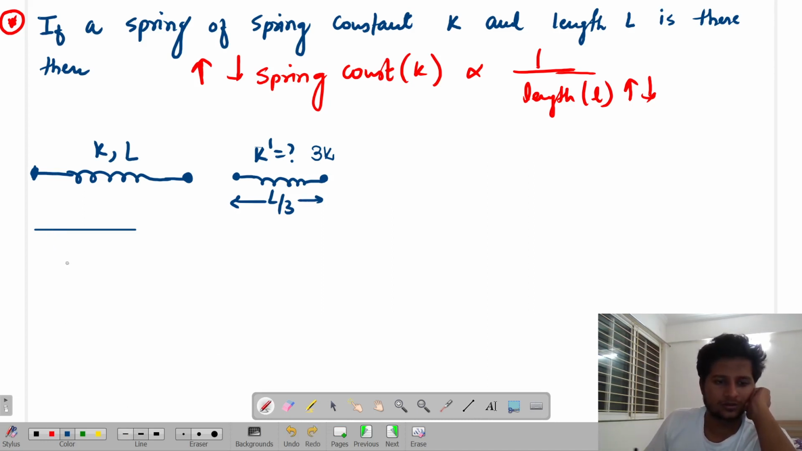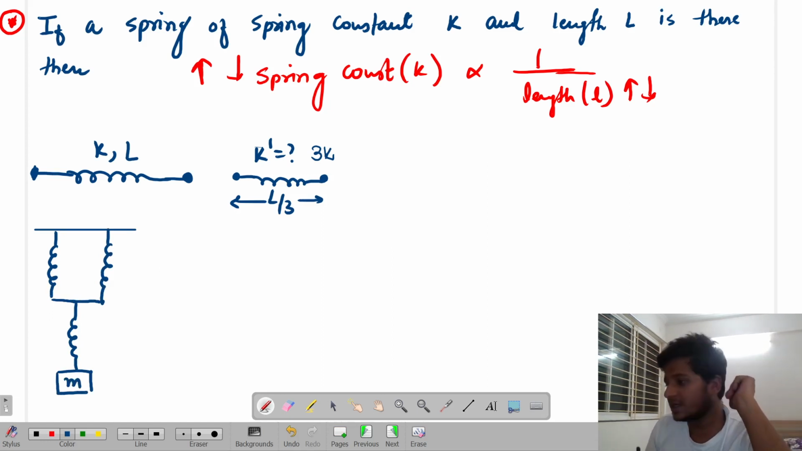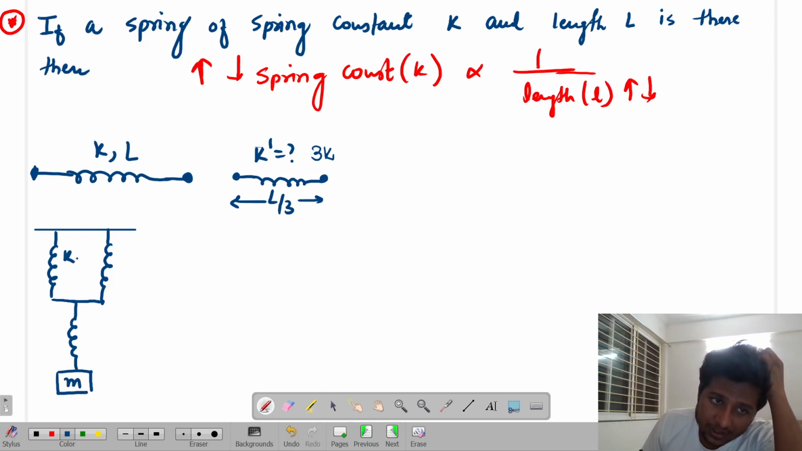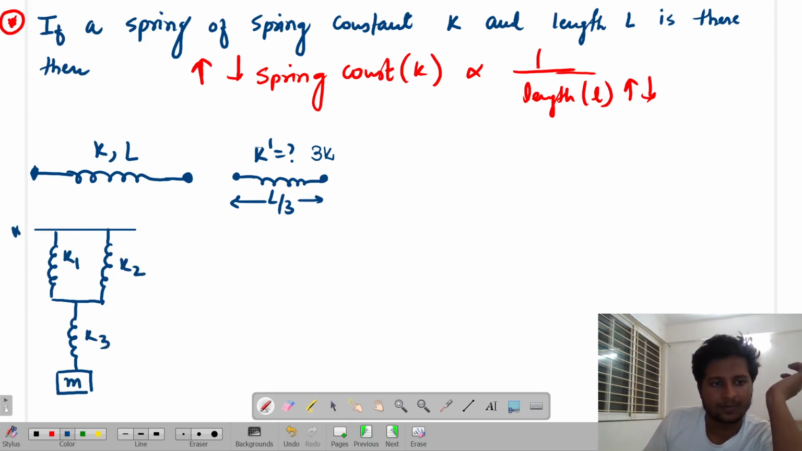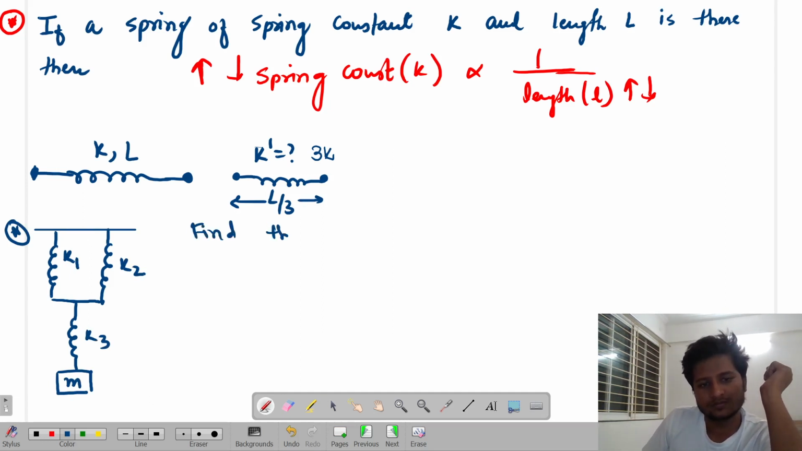So there is one spring, then there is another spring. It's easy. It's really easy. And the spring constants are K1, K2, and K3. The question is, find the effective time period.